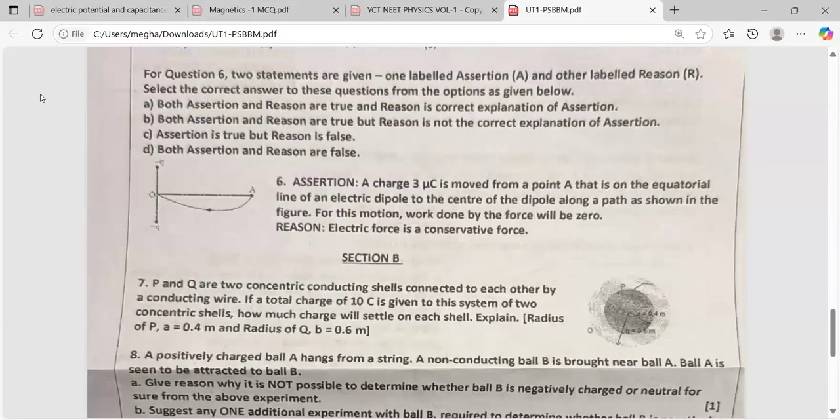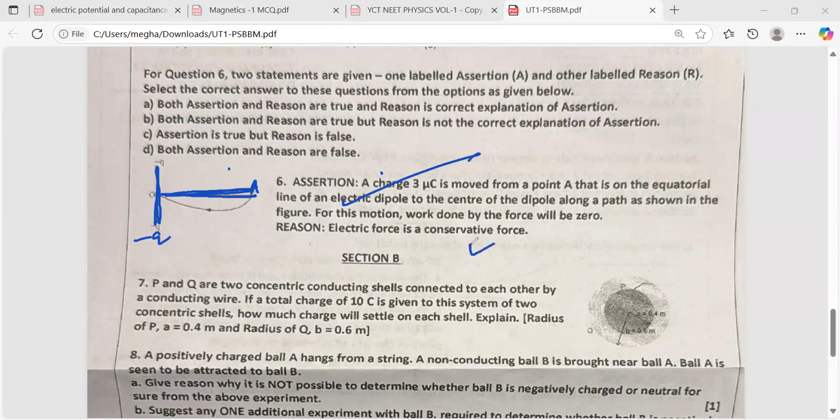Assertion reasoning. A charge 3 microcoulomb is moved from point A, that is on the equatorial line of dipole. This is the equatorial line of dipole. 90-degree turn and check. To the center of the dipole along the path as shown in the figure, for this motion, work done by the force will be zero. Of course, because it is an equipotential surface, because the electric potential of the equatorial line of dipole is zero, therefore work done is zero. That's the perfect answer.